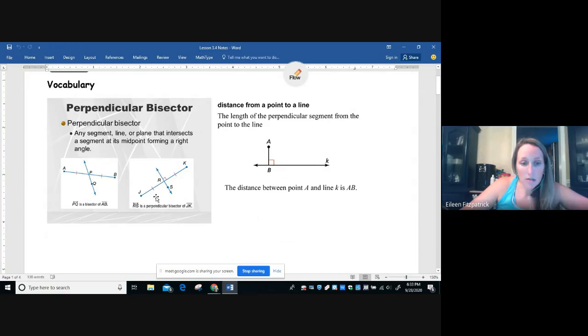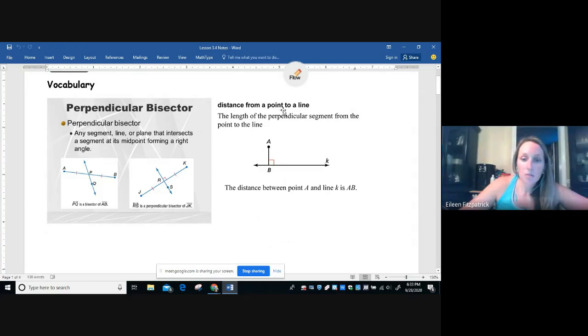So PQ is the bisector of segment AB because it's cutting through the midpoint, right? Over here, similar, but a little bit different, we again have a segment JK and R is in the middle. We know R is in the middle because JR is marked congruent to KR. So that means that RS, that line, is going through the midpoint of segment JK. Therefore, RS is bisecting JK. But because it's going through and forming a right angle, because it's perpendicular, we give it a more specific name. We call it the perpendicular bisector, all right?